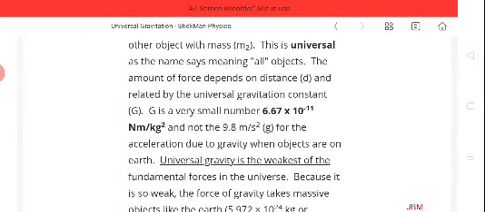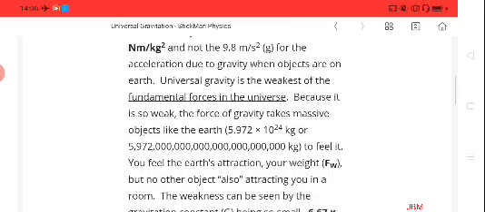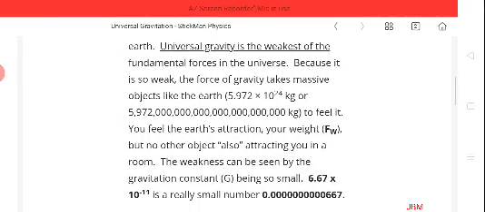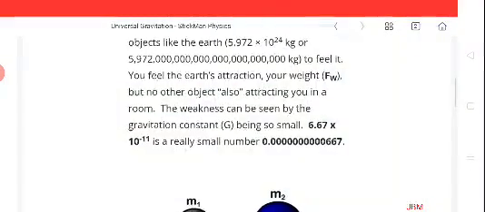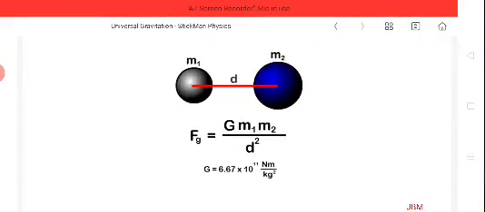The amount of force depends on distance d and is related by the universal gravitational constant G. G has a value of 6.67 times 10 to the power minus 11 newton meter square per kg square. So let us get into the expression for Newton's law of gravitation. The expression for Newton's law of gravitation is given by F equals G m1 m2 by d square. Let us quickly derive it.